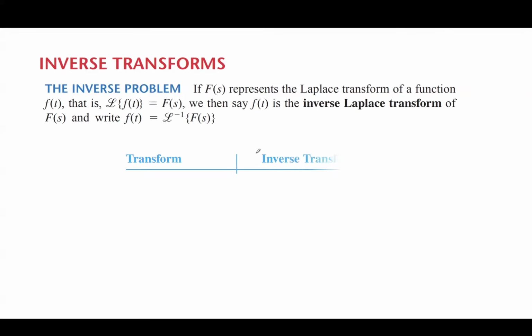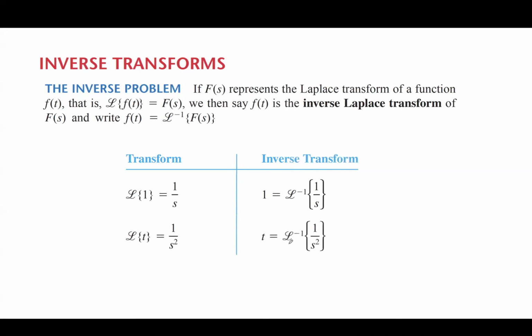Let's take a look at some transformations and their inverses on the right-hand side. The Laplace transformation of 1 is 1 divided by s, so you can write down 1 as the inverse Laplace of 1 over s. The Laplace transformation of t is 1 divided by s squared, so t is equal to the inverse Laplace of 1 over s squared. The Laplace transformation of e to the power negative 3t is 1 divided by s plus 3. So e to the power negative 3t is the inverse Laplace of 1 divided by s plus 3.